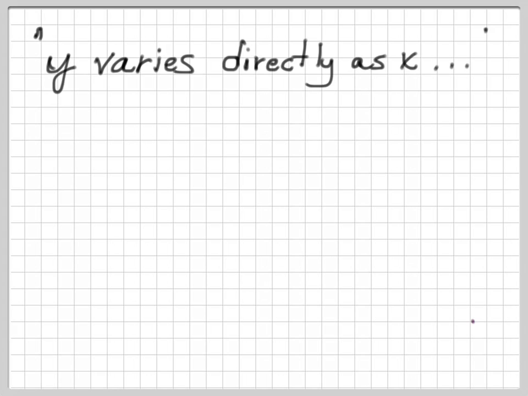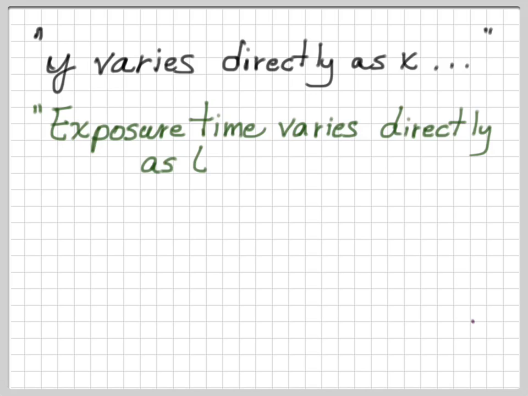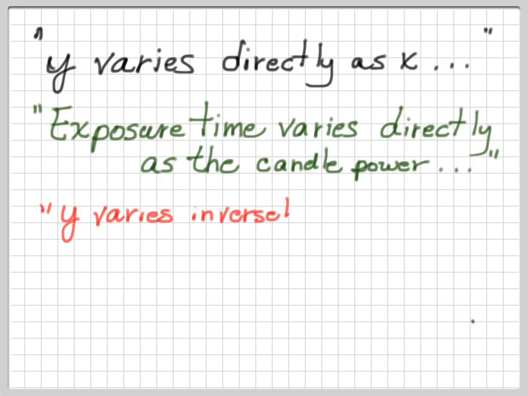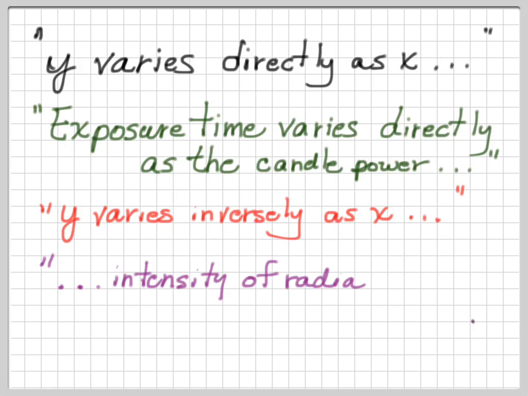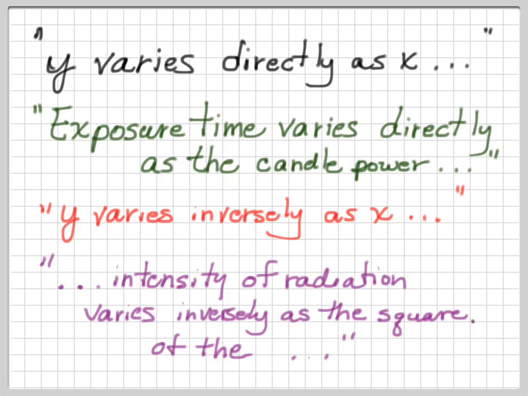Let's start with some scary word problems. Have you ever been taking a test and you see this written on the page? Y varies directly as X. Or exposure time varies directly as the candle power. Or Y varies inversely as X. Or intensity of radiation varies inversely as the square of the distance. Oh, everybody hates word problems. But it really isn't so bad.